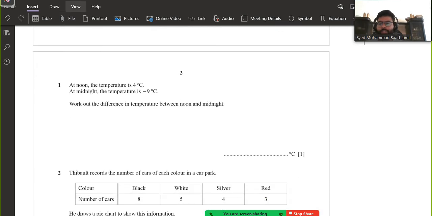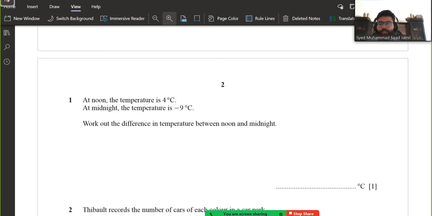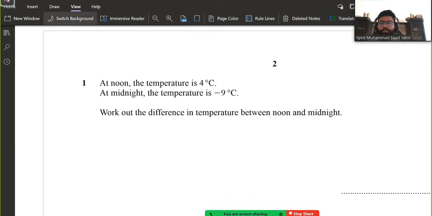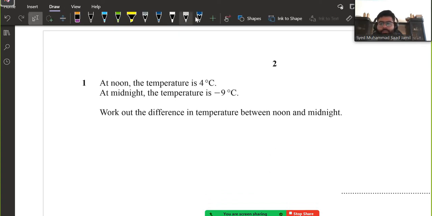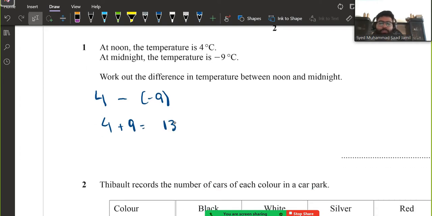The first question that you can see over here says that at noon the temperature is 4. At midnight the temperature is -9. Work out the difference. Whenever you have to work out the difference between temperatures, you subtract them. So 4 minus bracket -9. This becomes 4 plus 9, which is 13. So the difference between the temperatures is 13 degrees Celsius.